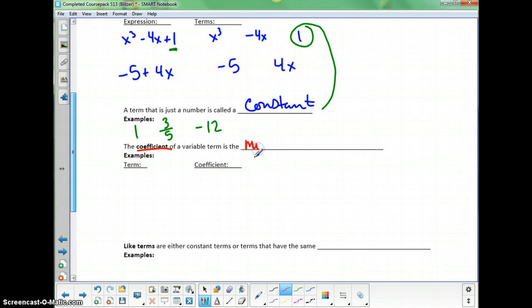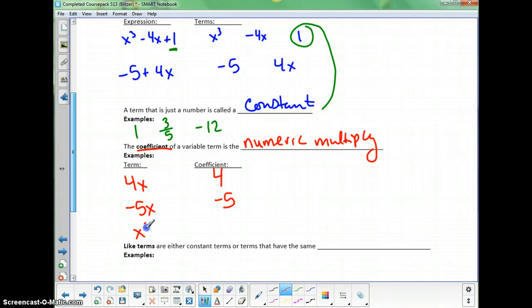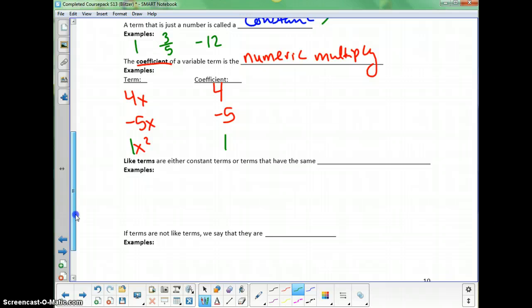Oops, let me write numeric. That looks like an M, it should have been an N. Numeric multiplier. So for example, in 4x, the term 4x is a single term, and the coefficient of that term is 4. If the term were negative 5x, the coefficient would be negative 5. And if the term were x squared, for example, the coefficient would be 1. You don't need to write the 1 in front of x squared to know that it's x squared or that the coefficient is 1. So in a term like x squared, the coefficient is 1.